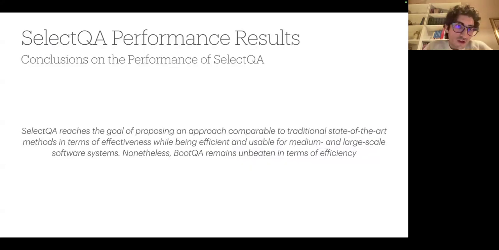So in conclusion, SELECTQA reached the goal of proposing an approach that could be as effective as the traditional state-of-the-art methods, but much more efficient and so much more usable in real-world scenarios. Nonetheless, BootQA remains totally unbeaten in terms of efficiency.